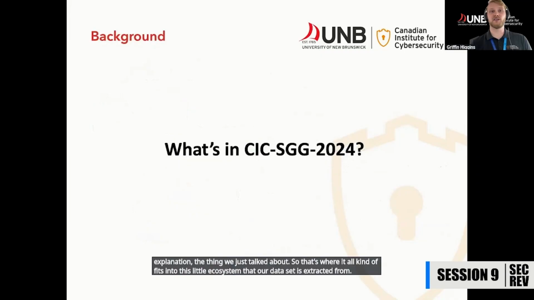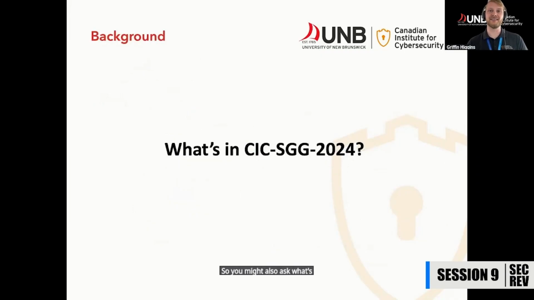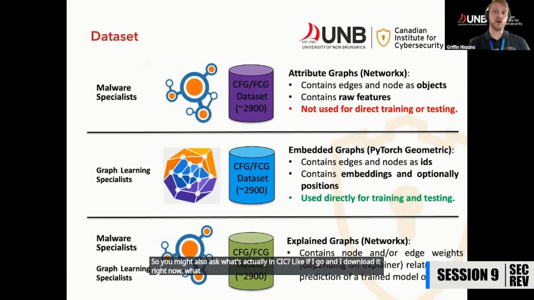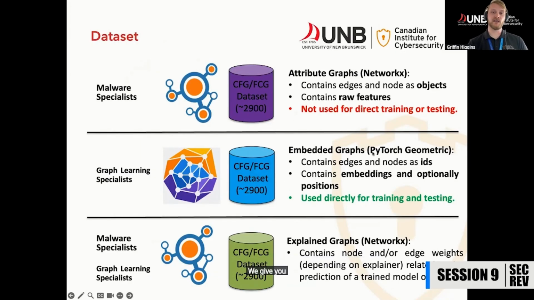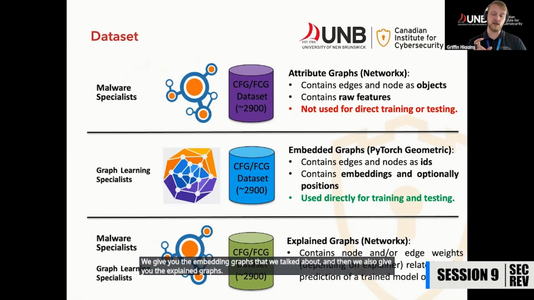So you might also ask, what's actually in CIC? If I go and download it right now, what is actually there? We give you the following things. We give you the attribute graphs that we talked about. We give you the embedding graphs that we talked about. And then we also give you the explained graphs. So if you take the same sample for each one of these, it will have the same structure. If you looked at a plot of it or just visualized it, it would be the exact same. But the features, the information in each of these, is going to be slightly different.